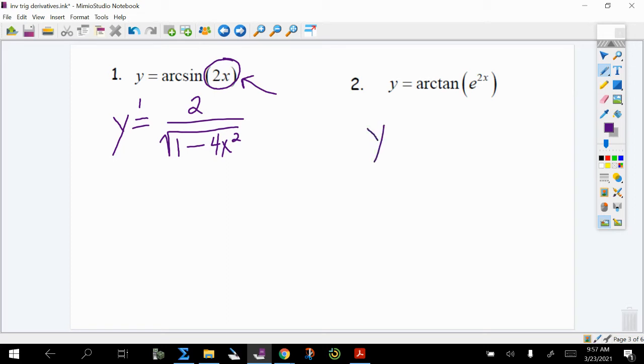The second one, the derivative of this is 2e to the 2x. The bottom of arc tangent is the only one that doesn't have a square root. It is 1 plus this squared. When I square e to the 2x, I get e to the 4x. And that's it. Again, these two are just showing you basic plug and chug.